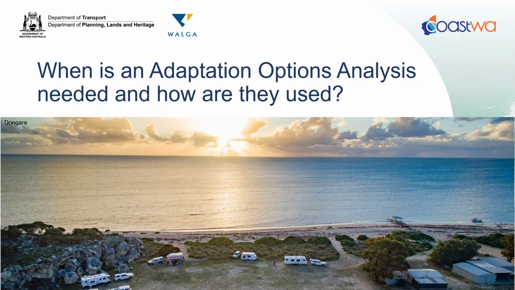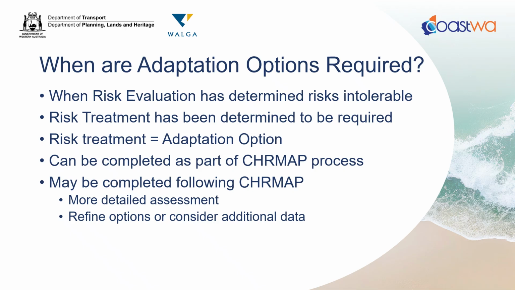So when's an adaptation options analysis needed and how are they used? Adaptation options are required when the risk evaluation has determined those risks are intolerable. And this may come back to risk rating scales for local governments, which often have their own risk management criteria and requirements, but it has determined that a risk treatment is required, and this risk treatment is often the adaptation option. This can be completed as part of the CHARMAP process, or as we identified, it can be completed following the initial CHARMAP process.